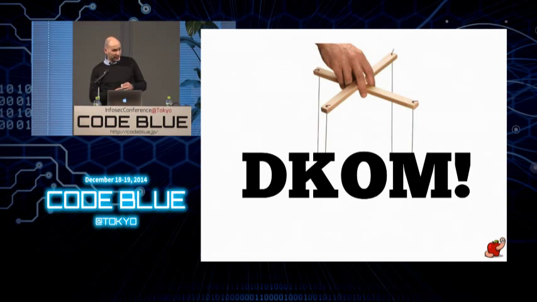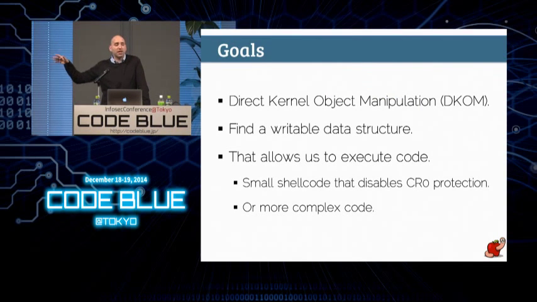DKOM, direct kernel object manipulation. The idea is you find some place that is writable, and that place will execute code. This means, for example, a function pointer somewhere, or a pointer to a data structure that you can write. You modify that pointer or that structure, and then you can execute a small shellcode. You just need a few bytes to disable the CR0 protection. That's it. You disable it, and then you can write everywhere, and you can fix everything else. Or you can use that to load the full rootkit code. It depends on how much space you can find.